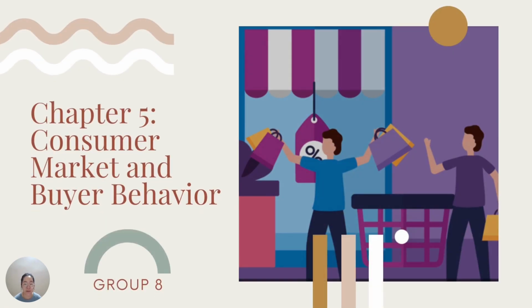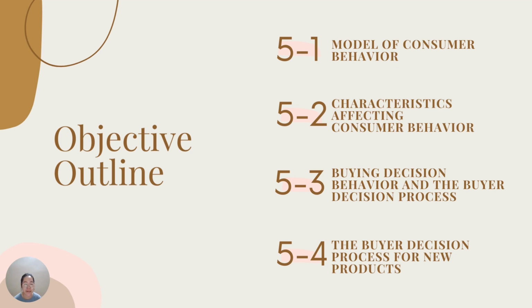Hello everyone, and today we will learn about consumer market and buyer behavior. We will go through these four objectives. The first one is model of consumer behavior. Second, characteristics affecting consumer behavior. Next is buying decision behavior and buyer decision process. And the last part today is the buyer decision process for new products.